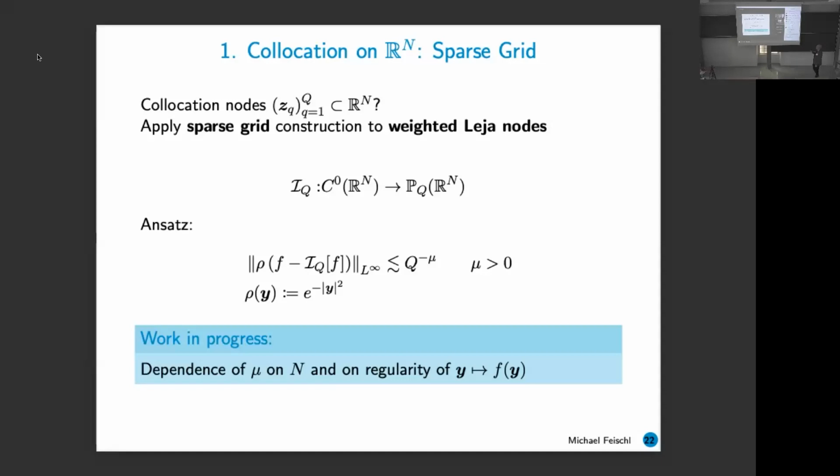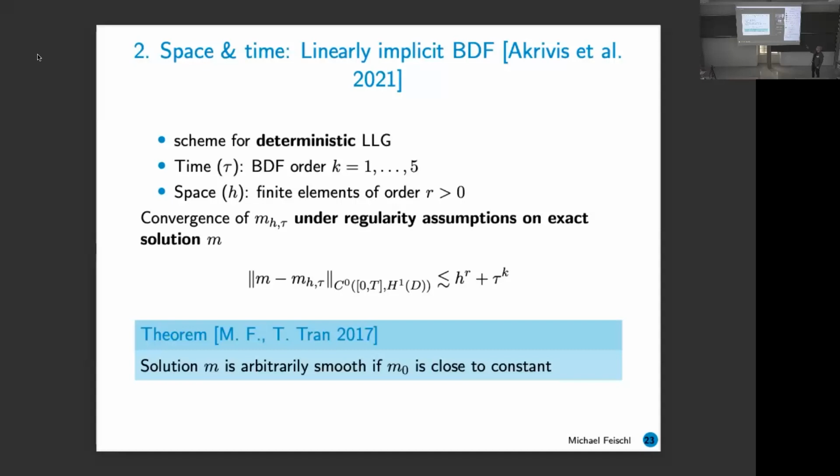The second problem is you need to solve the equation. And what we do here is we use a method developed in joint work with Georgios Akrivis and Christian Lubich and Balázs Kovács from last year, where we developed higher order time stepping methods for the deterministic LLG equation. And it turns out that they also work for the stochastic LLG equation. The problem is those convergence results only hold under quite severe regularity assumptions on the exact solution. And we don't know much about the regularity of the exact solution.